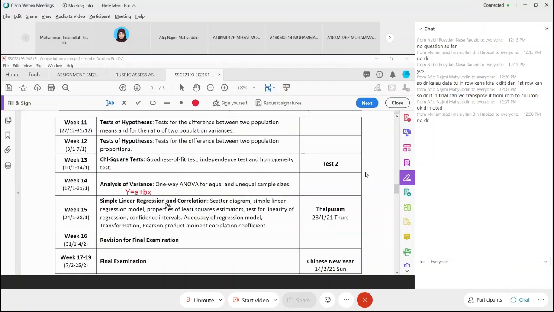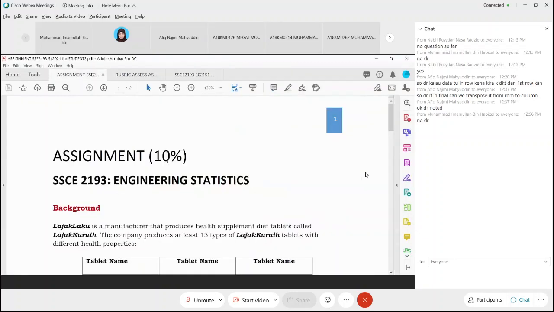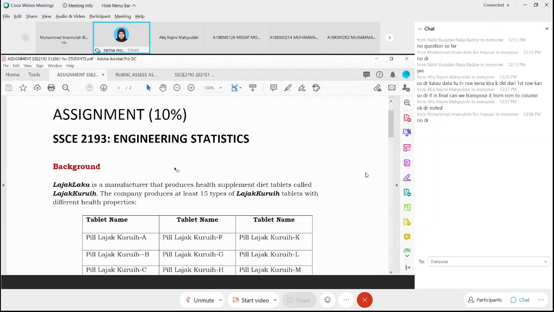Hopefully we still have time. Okay, 3 minutes. Let me see, where is it? Okay, here I have the assignment brief. Can you see my assignment brief here?